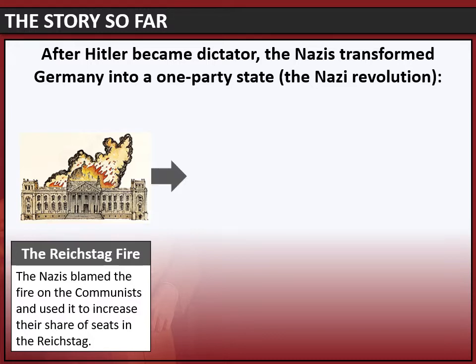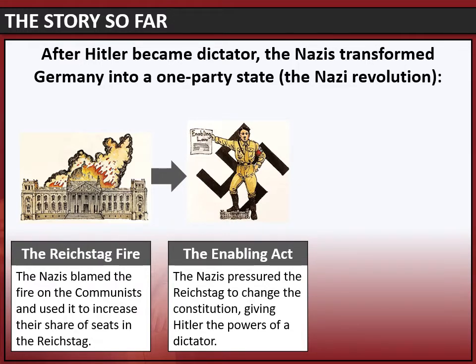So, the next step was that the Nazis passed the Enabling Act. They pressured the Reichstag to change the constitution, and this new enabling law gave Hitler the powers of a dictator. He no longer had to have the consent of the Reichstag to make laws. Instead, he could make laws on his own.